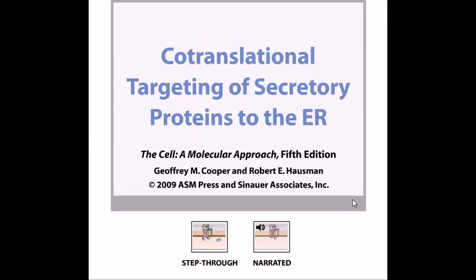Okay guys, now we are going to talk about the co-translational targeting of secretory proteins to the ER. It's a mouthful of a name, but the actual message is shown in this short picture. The protein is translated by the ribosome, and the ribosome sits on the endoplasmic reticulum. Right after protein synthesis, the protein has to be transported inside the endoplasmic lumen, which is called the co-translational targeting of these proteins.